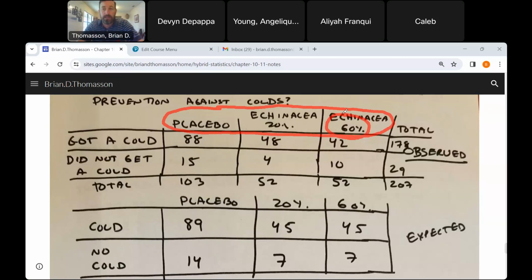I say, well, I'm taking echinacea every day. It can't possibly be a cold. It must be allergies. Okay. So I don't want my bias coming into it. So they can't let me know what drug I'm taking. They make the placebo, the 20%, the 60% all little green pills that look exactly the same. Okay. So they don't want to let you know which pill you're taking. So that's the first part of the double blind.